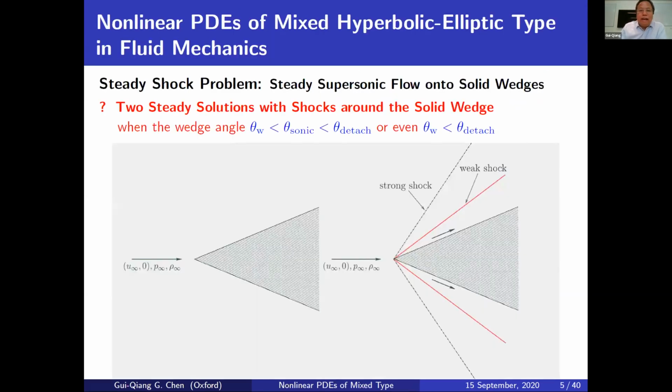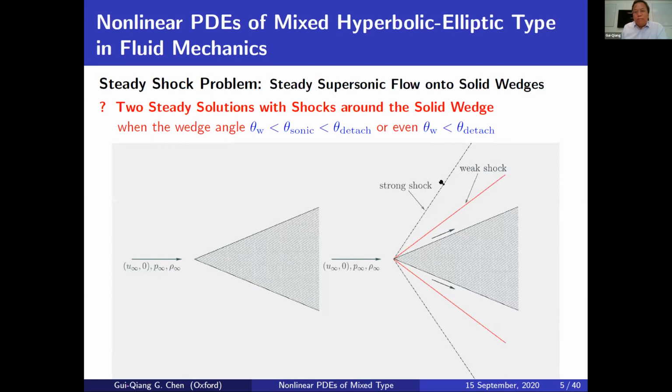The first example is actually a very old problem in fluid dynamics, called the steady shock problem: steady transonic flow onto a solid wedge when the wedge angle is less than the critical angle, which we call the detachment angle. For this problem, there are actually two solutions. Each solution involves a shock wave and two constant states.